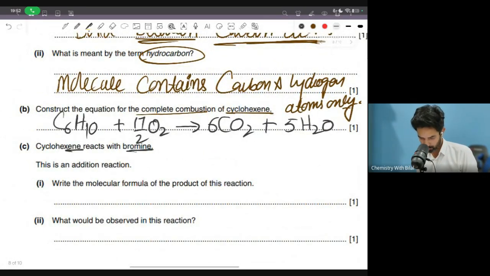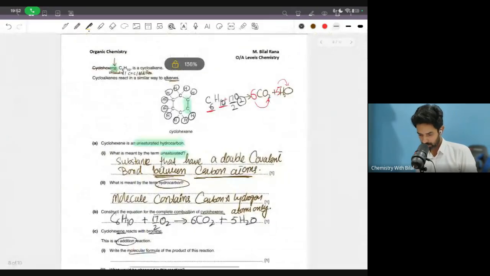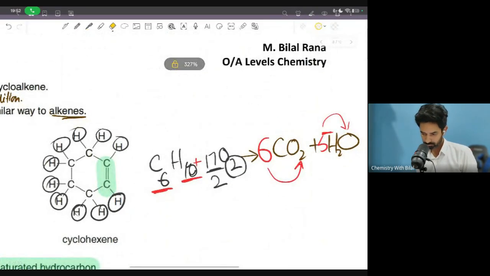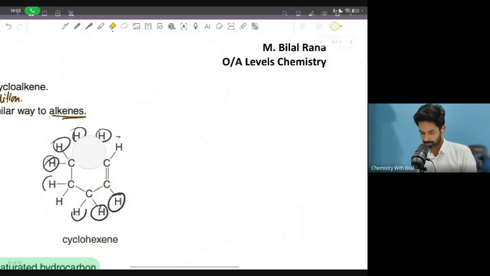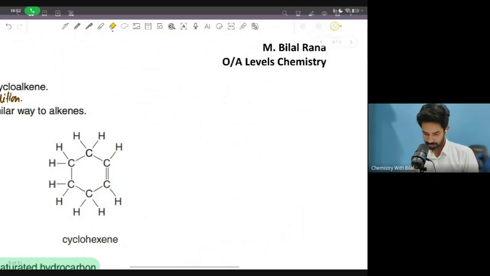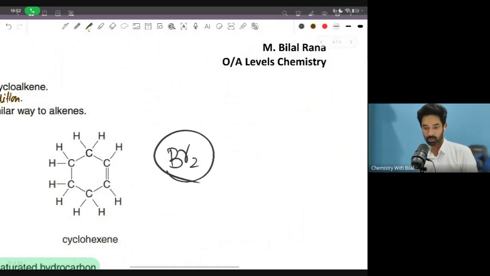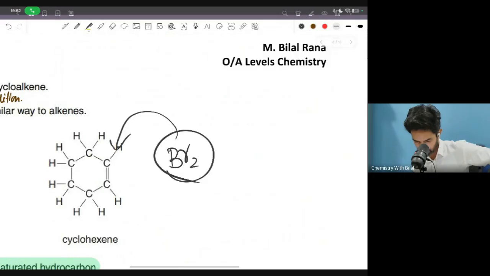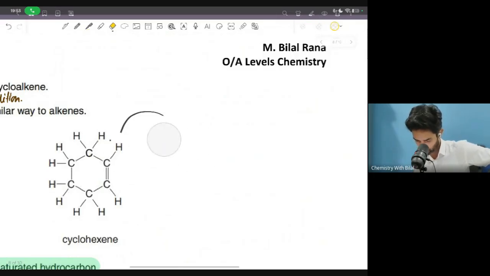Cyclohexene reacts with bromine. This is an addition reaction, molecular formula of the product. So let's imagine हमने इसमें bromine ऐड की. तो we know that bromine gives a positive result for alkene. It is orange-brown. When you add it into a molecule that contains a double bond, bromine is added. Bromine इसमें add हो जाएगी. तो double bond क्या होगा? It will disappear. So the double bond will become a single bond, and both carbons each get one bromine.